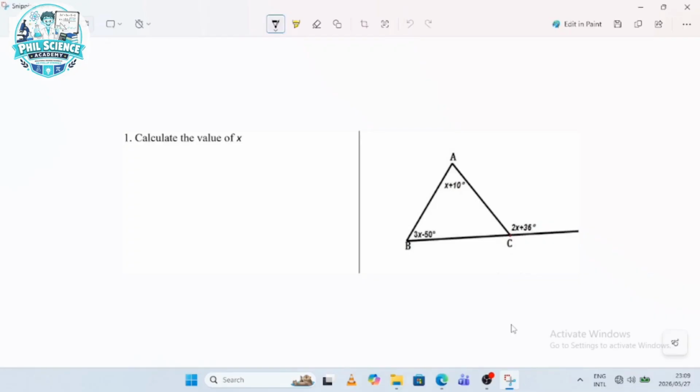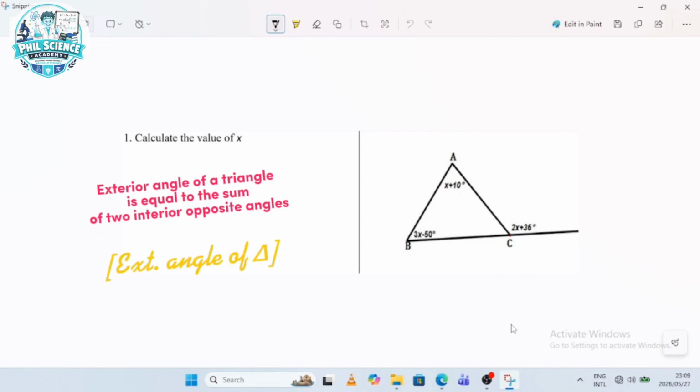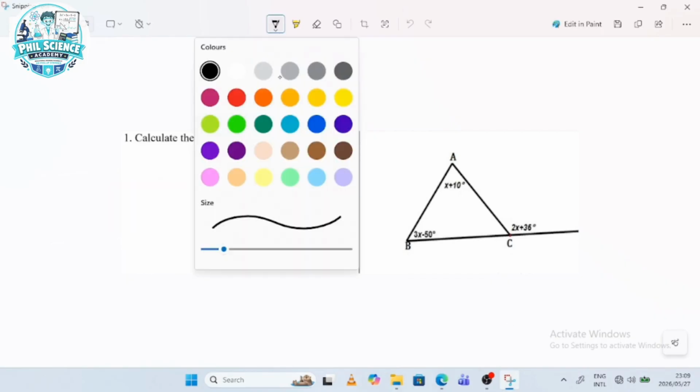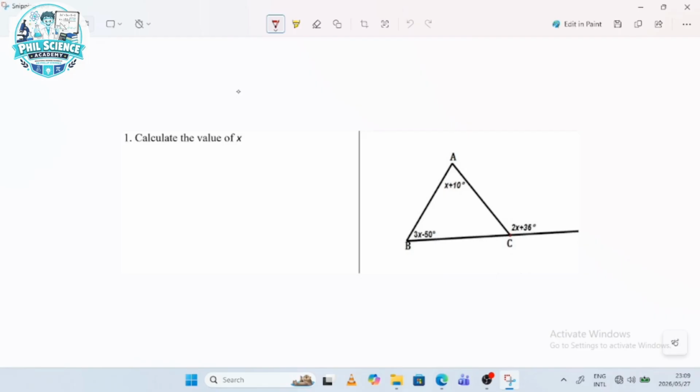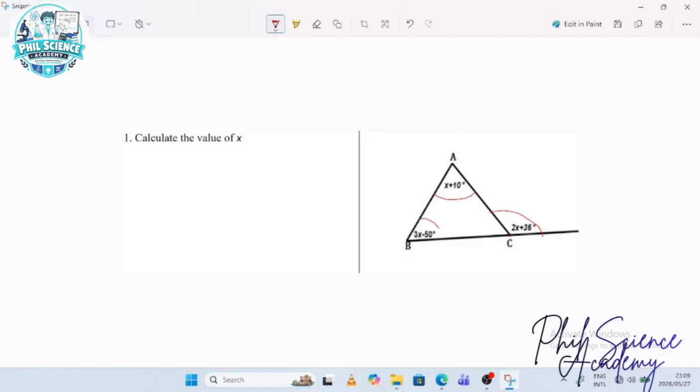So in this question, we are supposed to find the value of x. Here we're going to use the theorem that states that the exterior angle of a triangle is equal to the sum of the two interior opposite angles. So we know that the exterior angle of this triangle is 2x plus 36, and the two interior opposite angles are x plus 10 degrees and 3x minus 50 degrees. So we're going to add the two angles together.